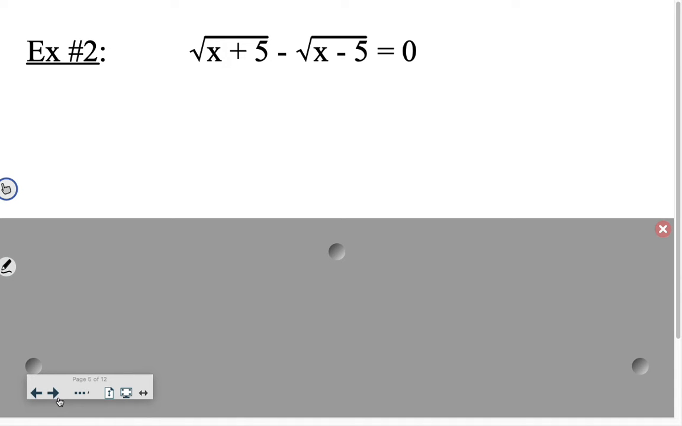I'm going to take this square root of x minus 5, and I'm going to add that term over to the other side. So ultimately we get the square root of x plus 5 equal to the square root of x minus 5. And it turns out that not only did I isolate one radical by doing that, I actually isolated both of them. They're separate on either side. There's nothing else there. Now I can get rid of those square roots. We can go through and square both sides.